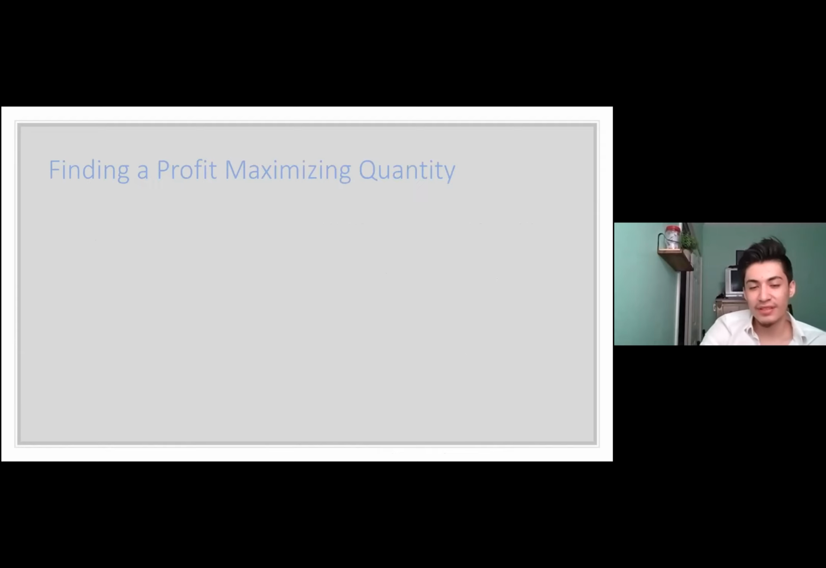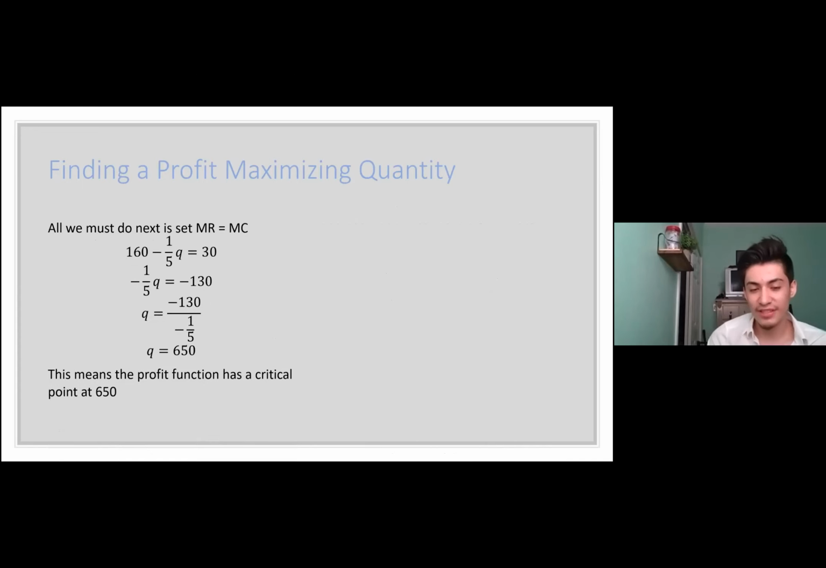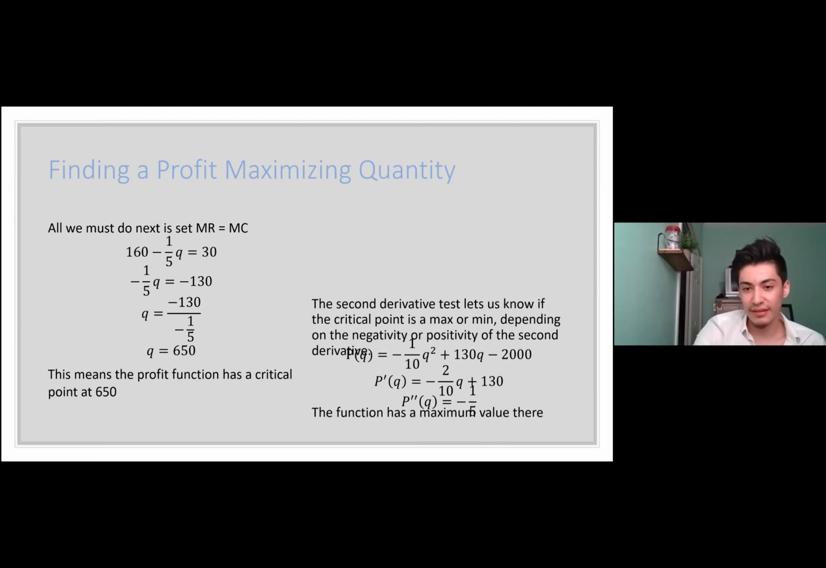Now in order to find the profit-maximizing quantity, all we have to do is set them equal to each other. So we get 160 minus 1/5 q equals 30. If we subtract the 160, we get negative 1/5 q equals negative 130. Then we divide by the negative 1/5, which is multiplying by the reciprocal, and we get q equals 650. This means that the profit function has a critical point at 650, but we do not know if that is a maximum point or a minimum point. So we're going to have to use our second derivative test, which will tell us that.